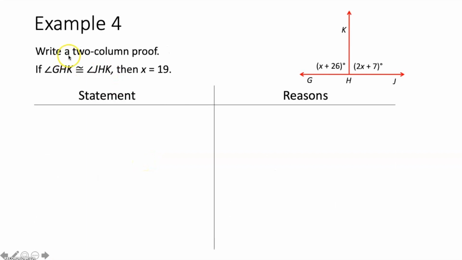Now, example 4 says write a 2-column proof. So it says if angle GHK is congruent to angle JHK, then x is equal to 19. So there's a couple differences I want to point out to you here. First, there's no given and there's no proof. Well, since we have an if-then statement that we are trying to write a 2-column proof for, the if part is going to be your given. The then part is going to be what you're trying to prove. So we have a given and we have what we're trying to prove.